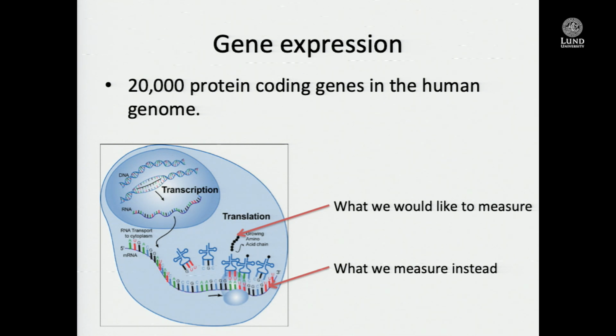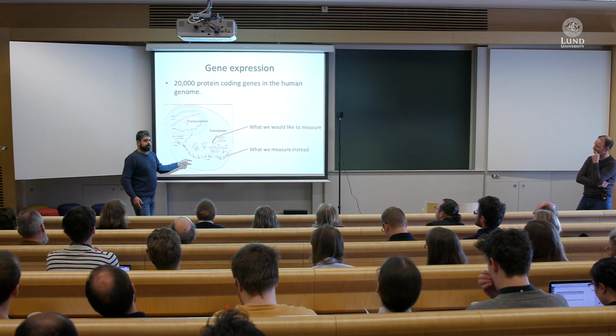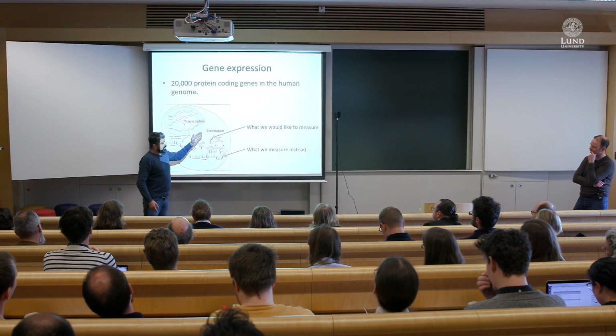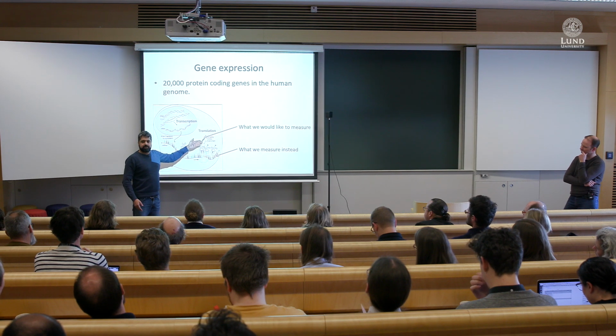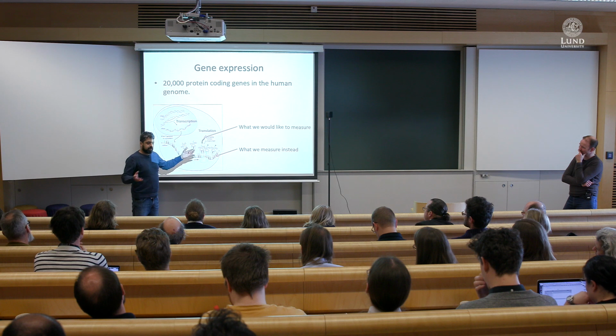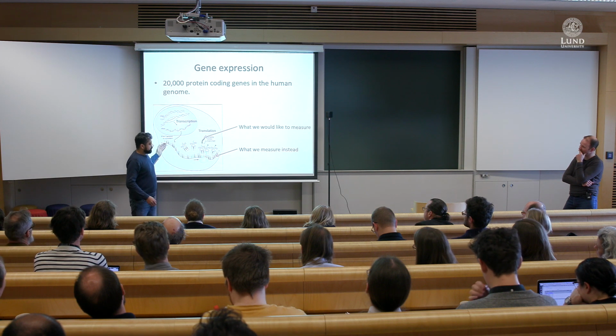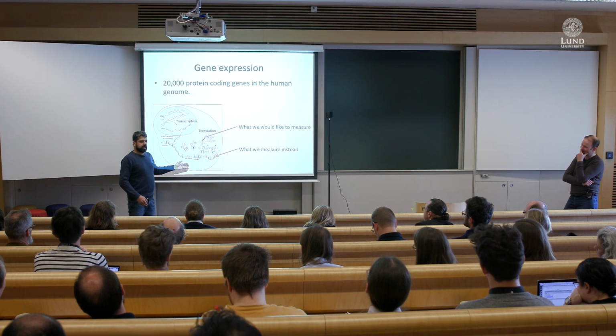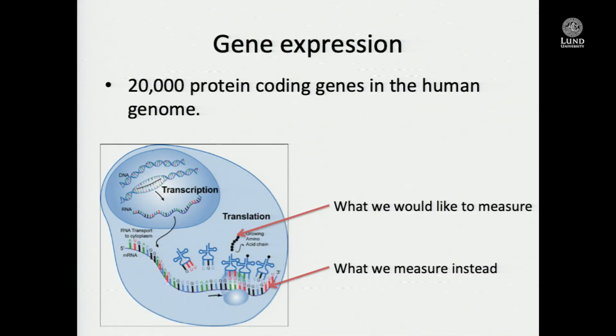Okay, so if you think back to school, you may remember that DNA codes for protein, but it goes via an intermediate called RNA. Now the thing is, we'd like to measure the protein because that's the end product of the entire process, but we can't do that yet for the entire proteome. So we use RNA as an intermediate for this instead because we can measure that pretty easily.